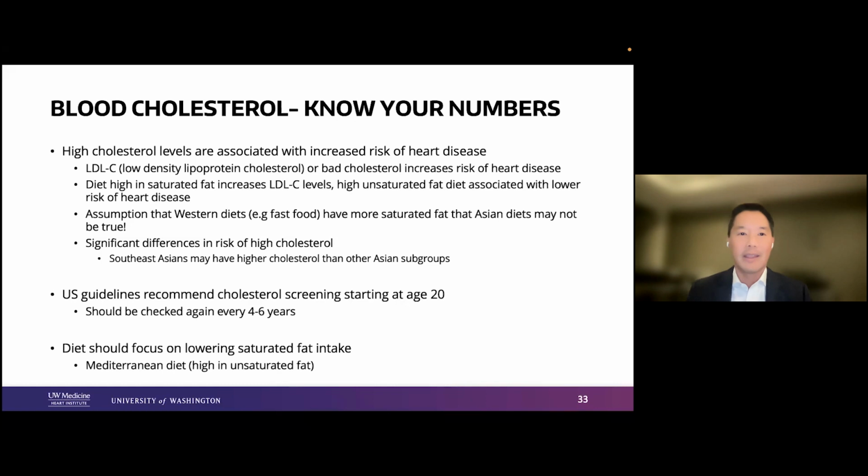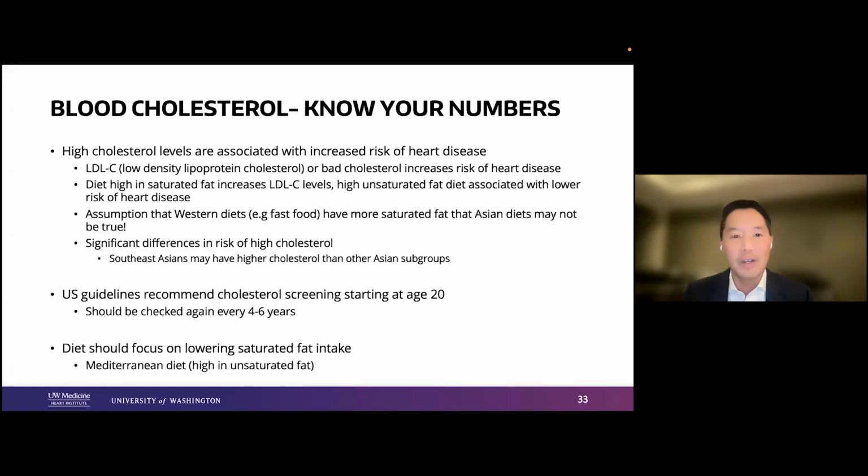So we know that high cholesterol is associated with increased risk of heart disease. As I mentioned earlier, LDL or low density lipoprotein cholesterol is the bad cholesterol that you hear about. And this is what's associated with a higher risk of heart disease. Diets that are high in saturated fat will increase the LDL cholesterol levels, whereas diets that are high in unsaturated fats are associated with a lower risk of heart disease and do not tend to cause increases in the LDL cholesterol, but in fact, boost the good cholesterol or HDL and lower another atherogenic lipoprotein, which are the triglycerides or carriers of the bad atherogenic lipoproteins.